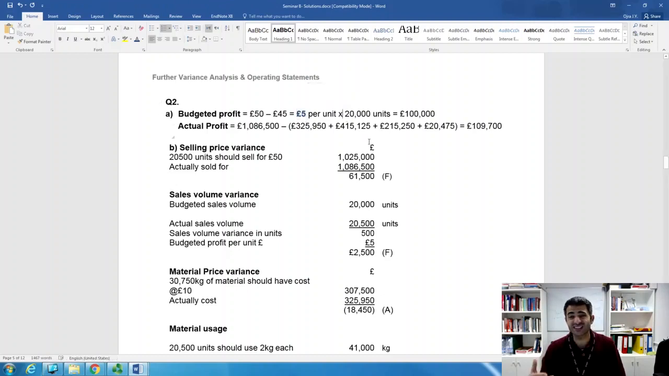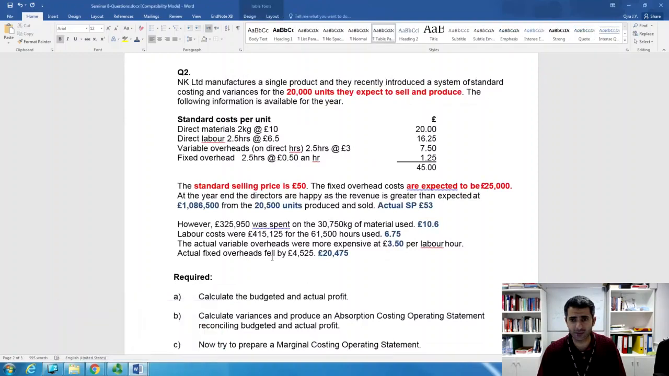This £5 is called the standard profit margin or budgeted profit margin. Remember this, guys: standard profit margin or budgeted profit margin. We use it when we calculate the sales volume variance. If you multiply this by 20,000 units, you should be able to find the budgeted profit of £100,000. Easy.